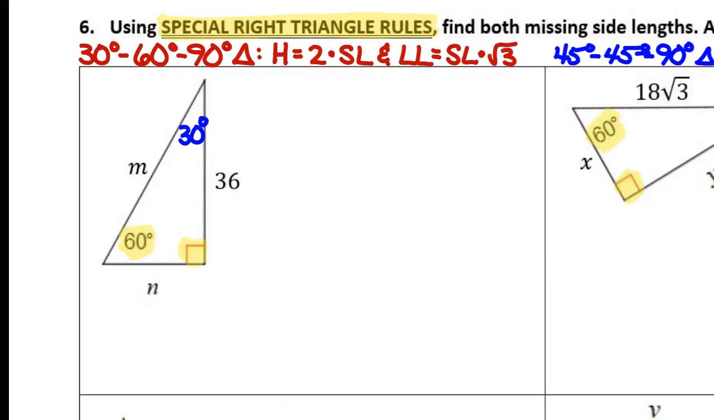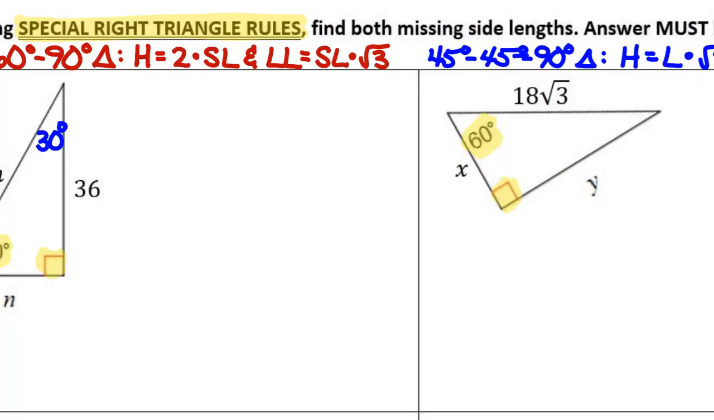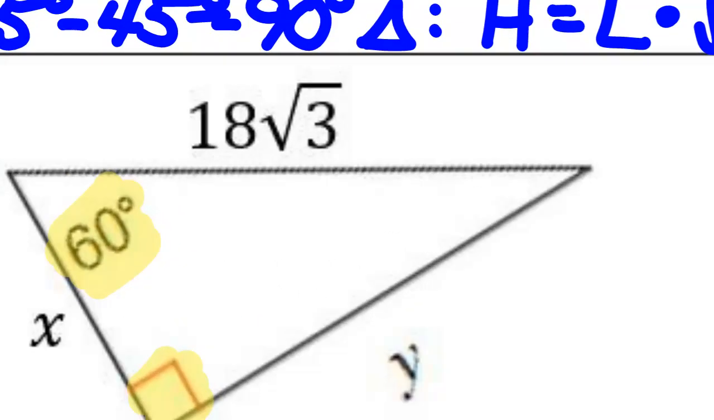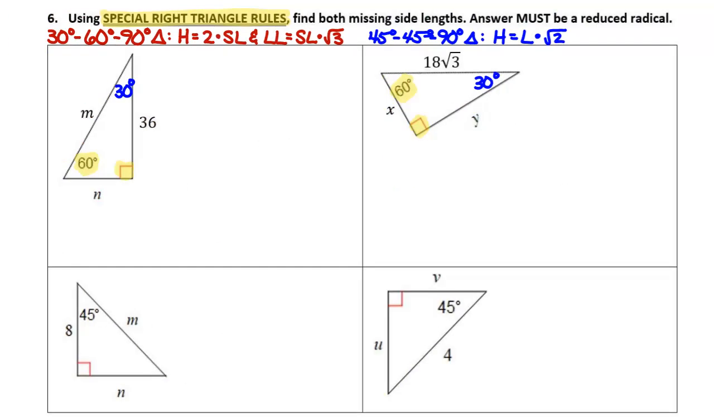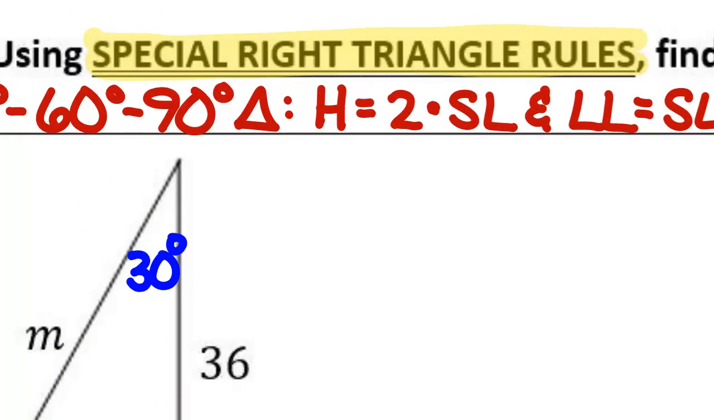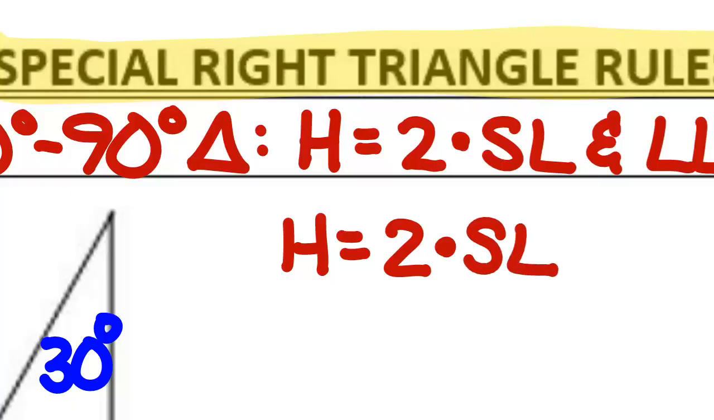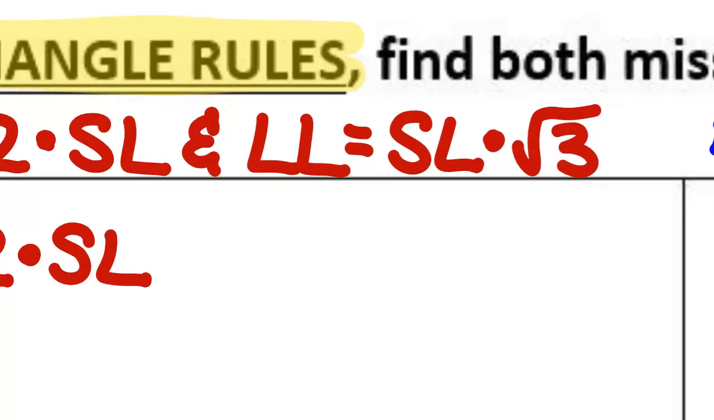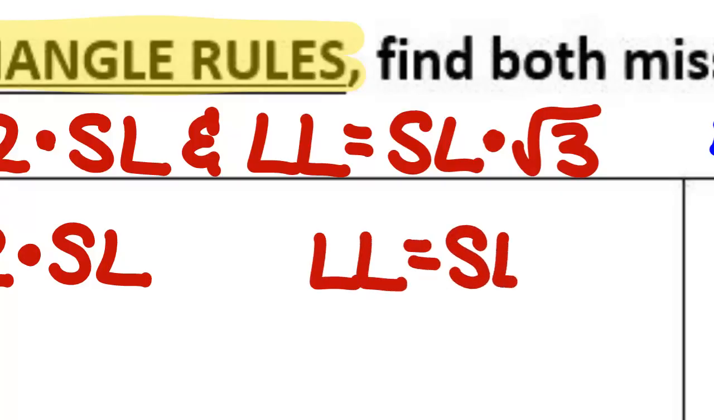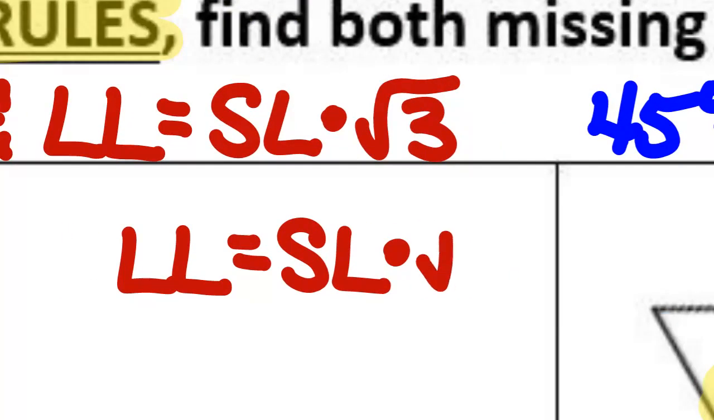If I see a triangle and it's a right triangle and one of the angles is 60, the other one has to be 30. If one of the angles is 30, the other one has to be 60. So these are 30, 60, 90 triangles. So that means 2 formulas. Hypotenuse equals 2 times the short leg, and long leg equals short leg times radical 3.